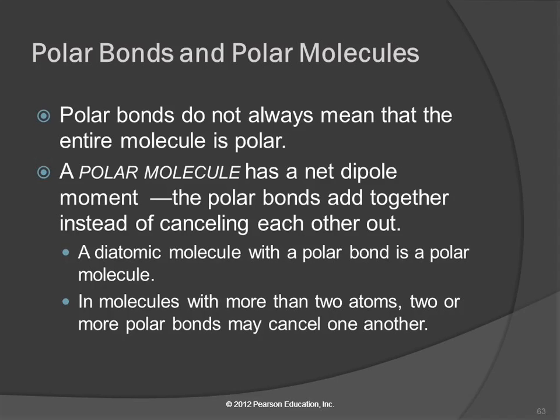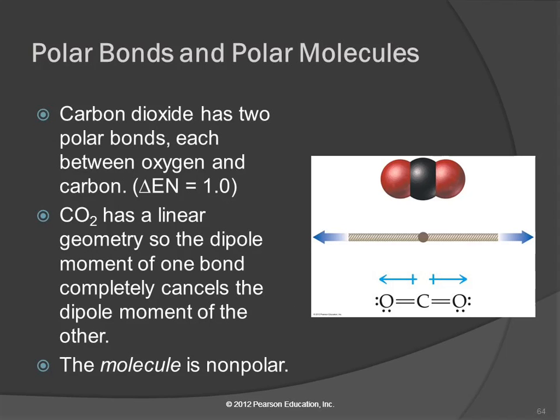For diatomic molecules, it's relatively simple. Diatomic meaning two atoms. If the bond is polar, the molecule's polar. It's a little more complicated when you get to three or more atoms. We have to consider the shape, the geometry of the molecule as well. Let's look at carbon dioxide.